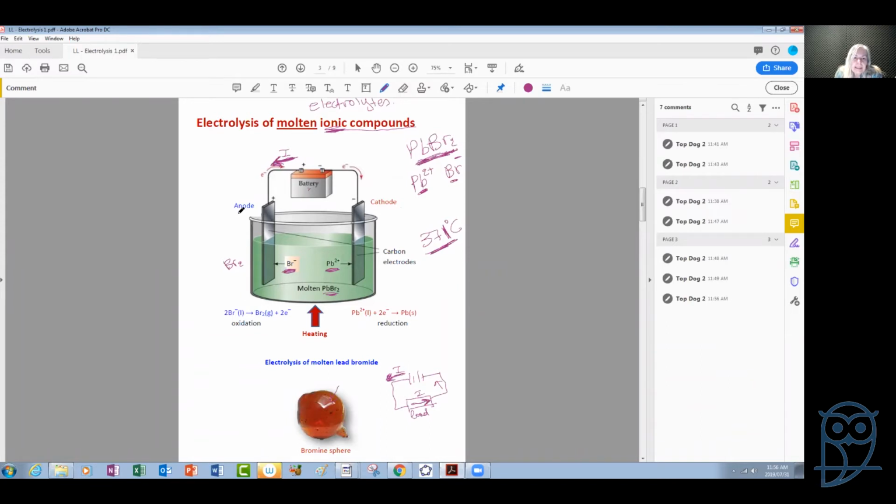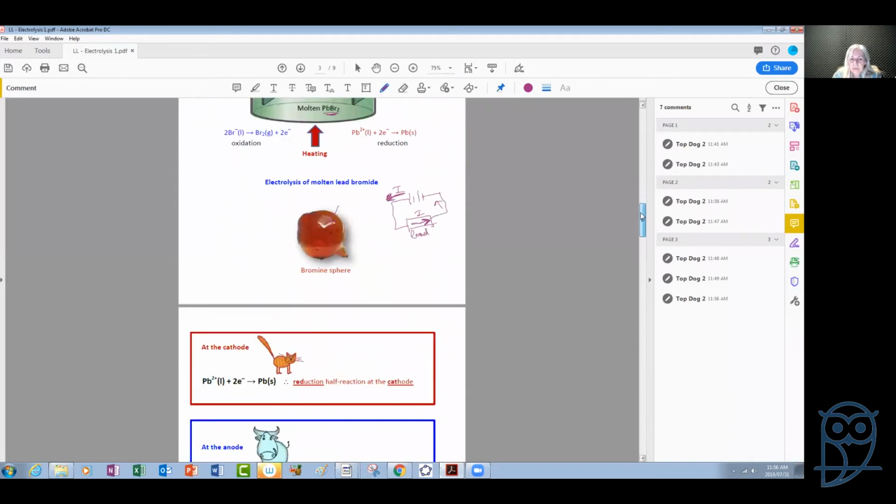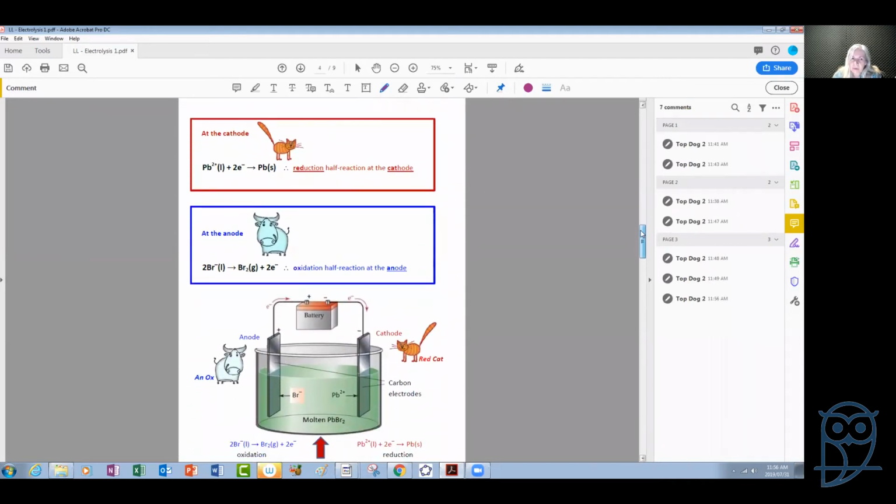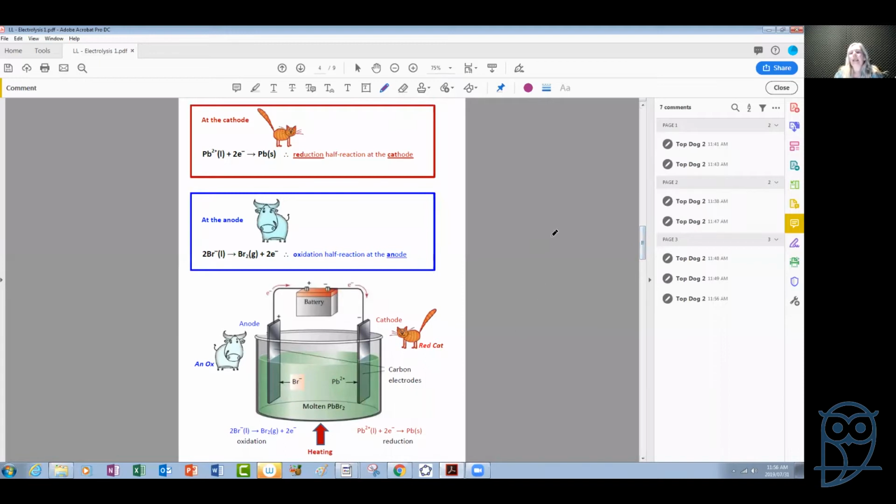Now let's see what happens at the anode and the cathode more precisely, because we are interested in the redox reaction. So here I have it again all together. I start from the cathode, the negative electrode. At the cathode, we have the lead ions attracted to the cathode, and they pick up electrons from the cathode and become solid lead, deposited on the cathode. This is a half reaction that concerns only lead.